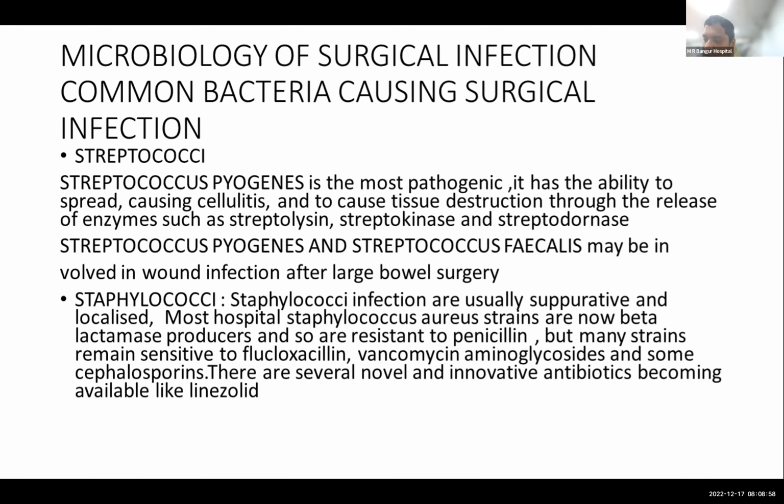Microbiology of surgical infection. Common bacteria causing surgical infection are Streptococcus. Streptococcus pyogenes is the most pathogenic. It has the ability to spread, causing cellulitis, and to cause tissue destruction through the release of enzymes such as streptolysin, streptokinase, and streptodornase.